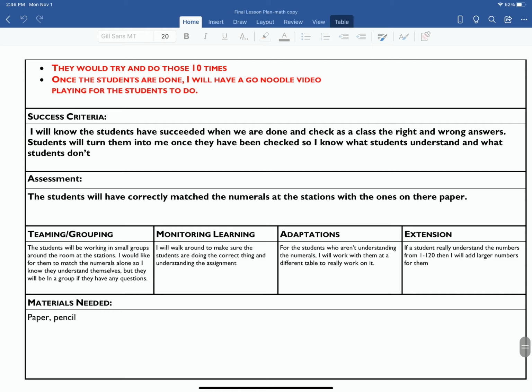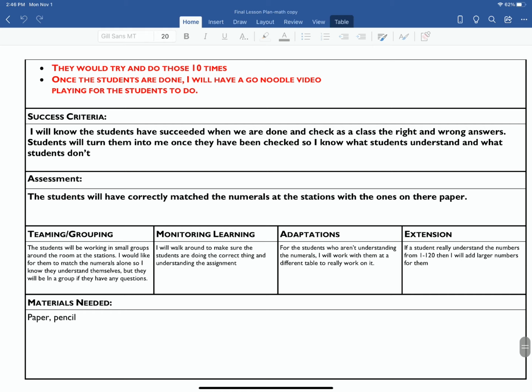For team and grouping, the students will be working in small groups around the room at the stations, but I would also like for them to match numerals alone, so I know that they'll understand themselves. But like I said, they'll be in a group, so if they have any questions, they can ask them. But this is going to be part of their assessment, so I really would like for them to work individually, but since they're at stations around the room, they will be working in small groups.